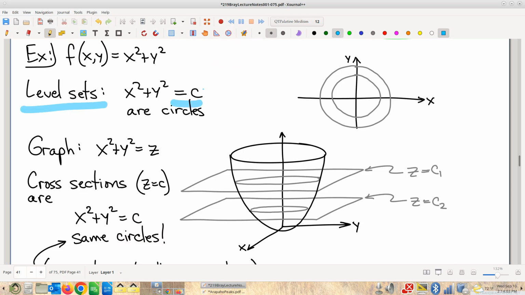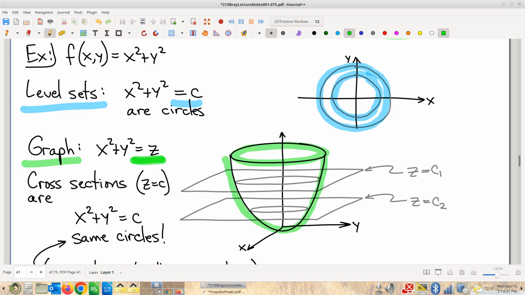The level sets are concentric circles around the origin, setting f equal to a constant. Let's look at the graph. The graph is what you get when you set it equal to this new variable z. Now I'm going to ask you to trust me on this for the moment. We'll get around to the details of why this works in just a couple minutes, time permitting. But this equation, x squared plus y squared equals z, for the moment, just take my word for it. It looks like this. It's kind of a bowl.